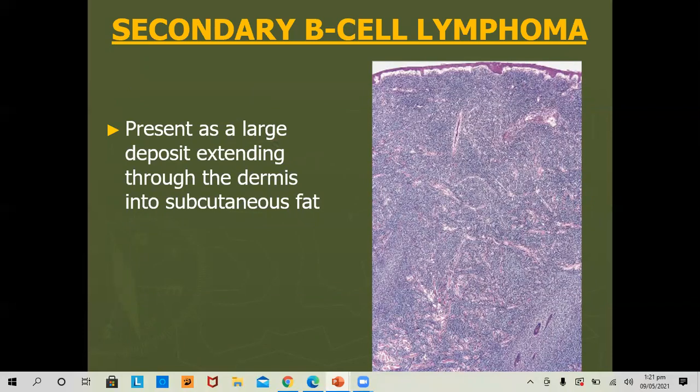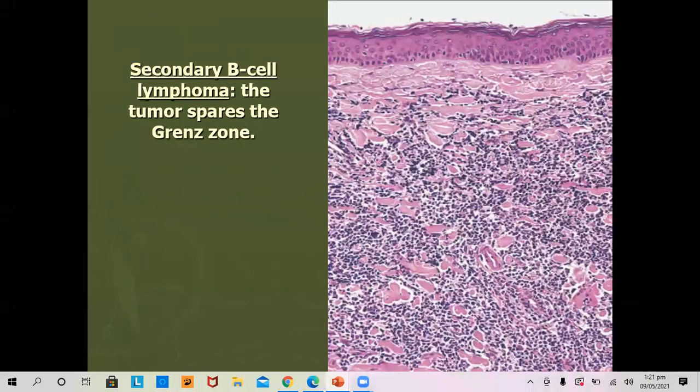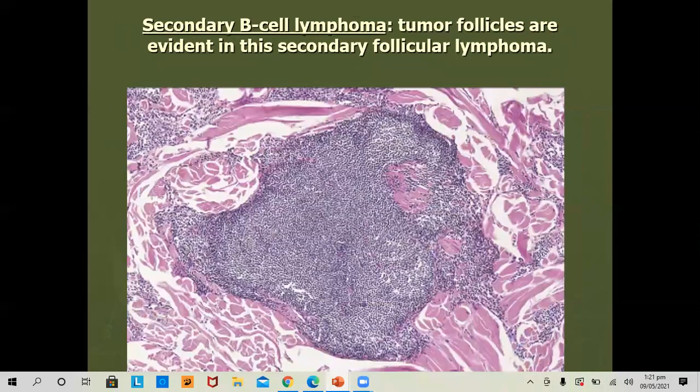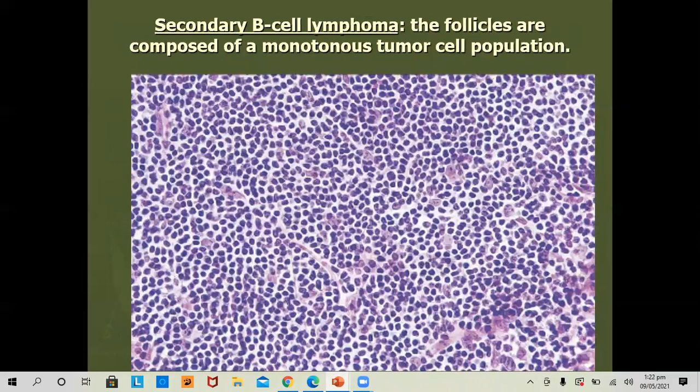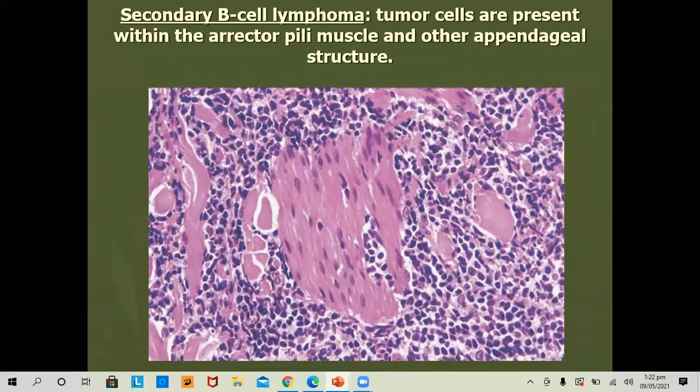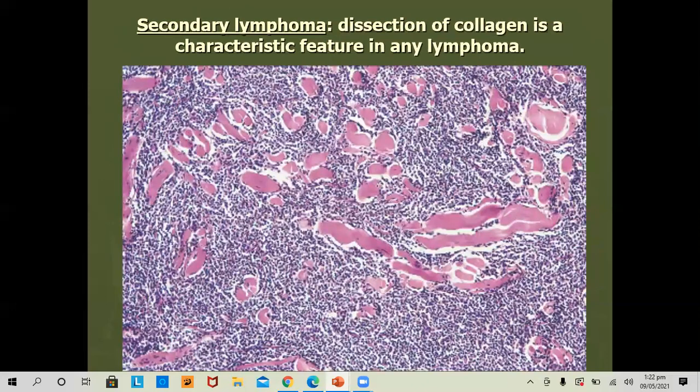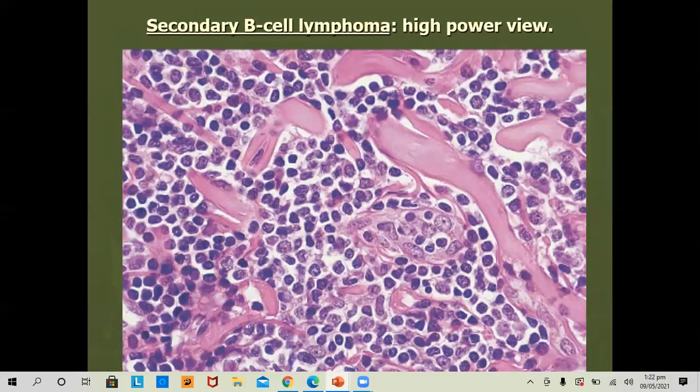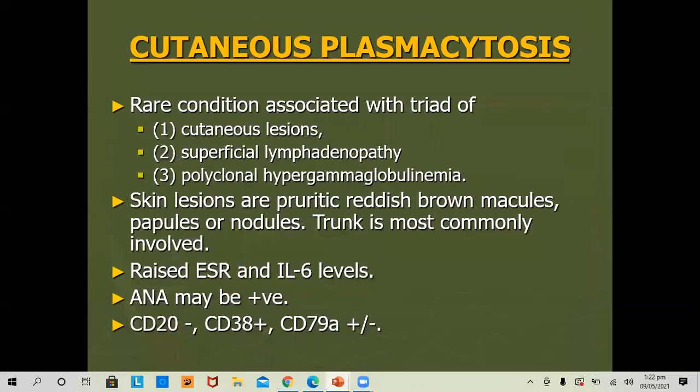Secondary B-cell lymphomas. Secondary B-cell lymphomas present as large deposits extending through the dermis into the subcutaneous fat. There is a Grenz zone and dissection of collagen is seen. Tumor follicles are sometimes evident. Follicles are composed of monotonous tumor cell proliferation and infiltrate the erector pili and appendageal structures. Dissection of collagen is a feature.